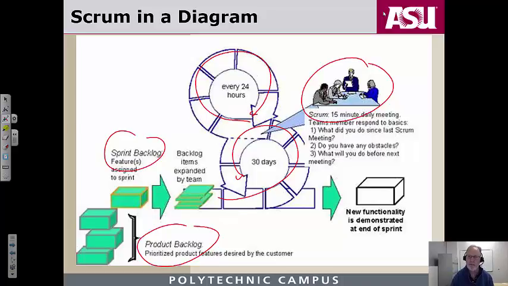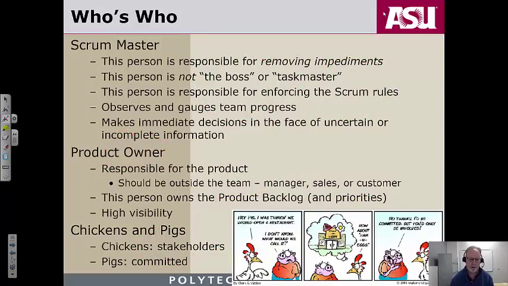And then the important part that we discussed in our philosophy was delivering working software at the end of every sprint. So I'm going to walk through each of those and then come back to this diagram periodically, because this captures the whole metaphor. But I want to talk about each one of these areas, so you understand how to start executing a Scrum.